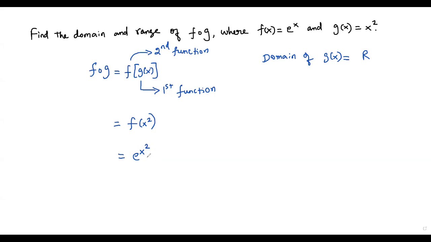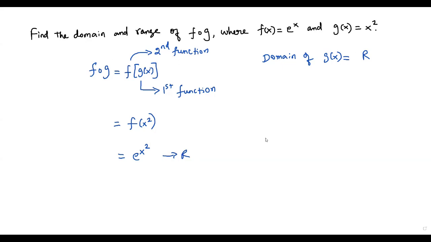So the domain of the result of the composite function is also all real numbers. So for the domain of the result of the composite function, we got all real numbers. The domain of the first function g of x is also all real numbers. So how do we come to the domain for the composite function?